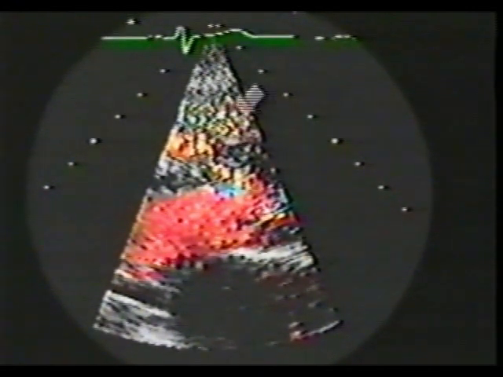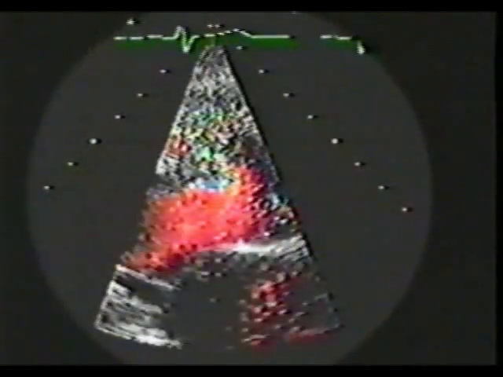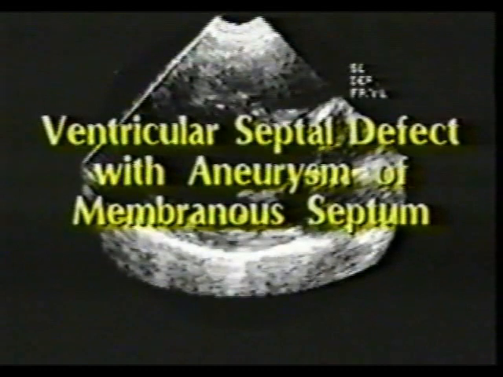Observe this in real time now. This is another still frame of the color flow image demonstrating the shunt across the small VSD. However, when we remove the tissue information, the shunt can be even more vividly appreciated. Frequently, small and medium-sized VSDs close spontaneously by formation of aneurysm of the membranous septum.